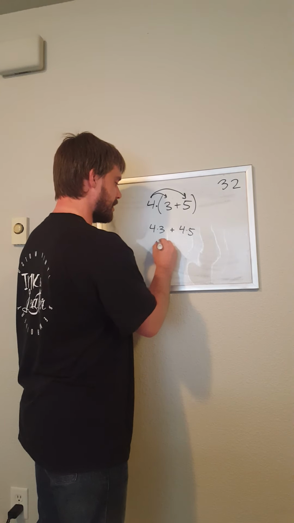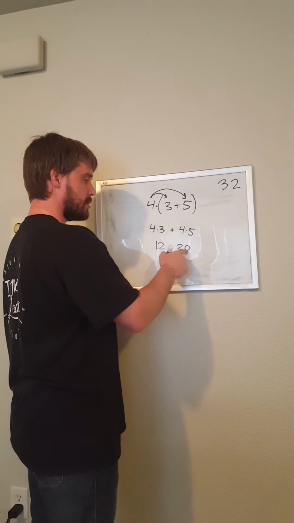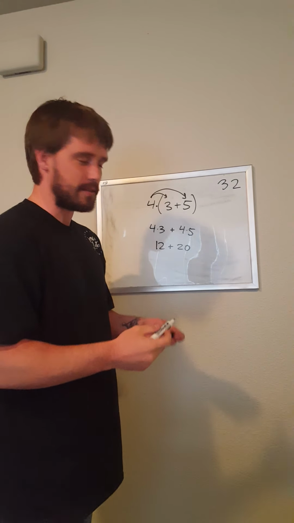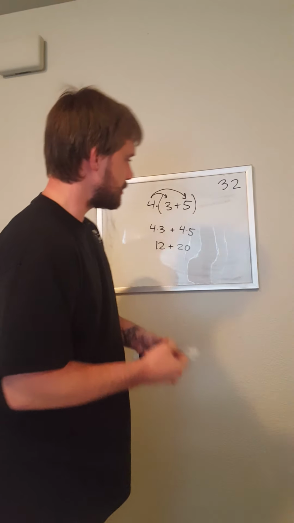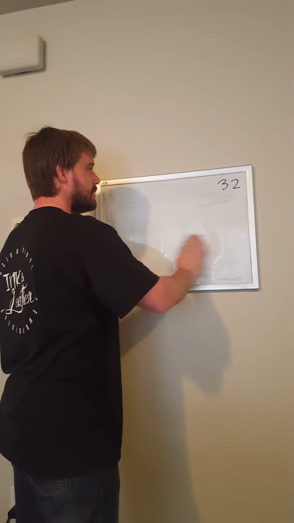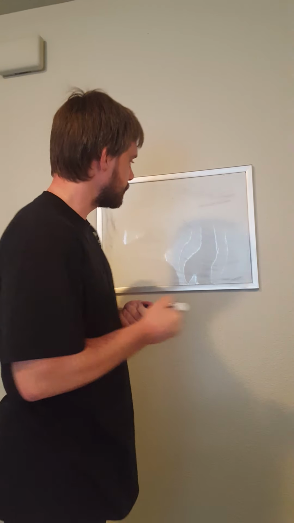So 4 times 3 is 12, 4 times 5 is 20, and 20 plus 12 is 32. So now we get the same answer. So that is the distributive property. Why would we need to use this distributive property? Because sometimes we have in parentheses an expression that we cannot compute yet.